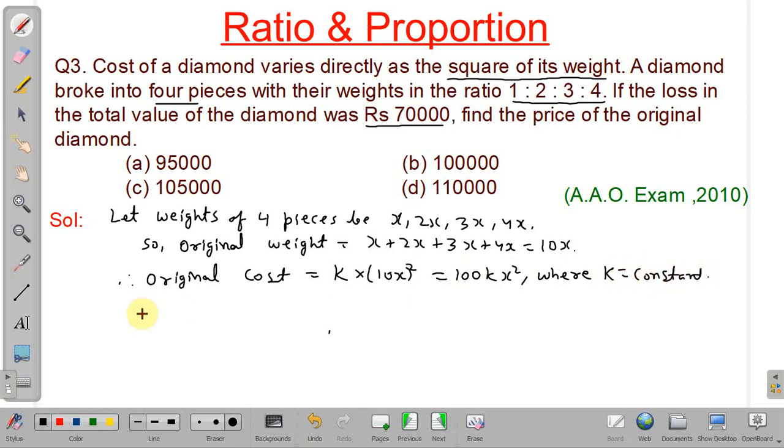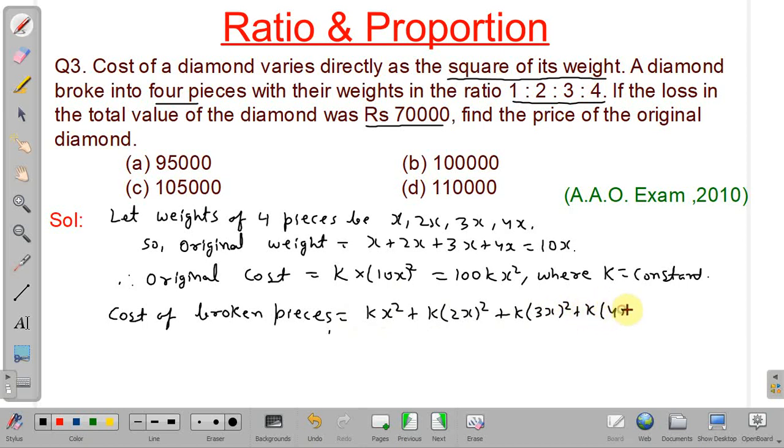Now we can find the cost of all the 4 pieces. Cost of broken pieces will be equal to k into the weight of the first part, which is x, so kx square, plus k into the weight of the second part, which is twice of x, so k into 2x square, plus k into 3x square, plus k into 4x square. And it will be equal to 30 times kx square.